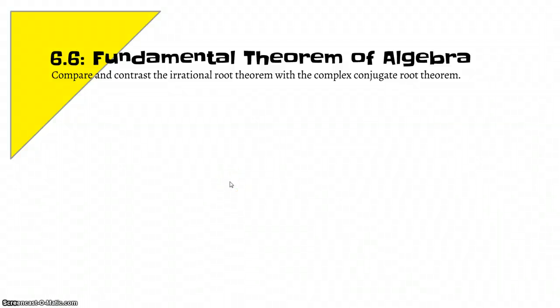Let's take some time and talk about 6.6. The title of this section is the Fundamental Theorem of Algebra. So basically we're getting at what the heart, or the most basic idea, in algebra is. In order to talk about this, we're going to cover some things called the irrational root theorem and the complex conjugate root theorem. And I want you to start thinking about how you would compare and contrast these two theorems.